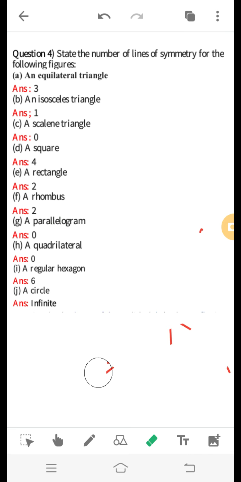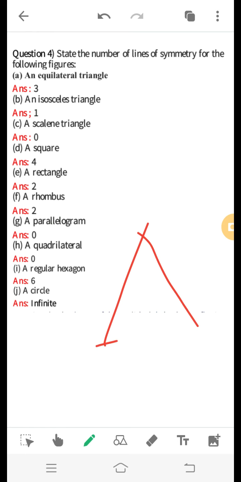Now for the isosceles triangle, only two sides are equal. So we have to divide this triangle from here. So the number of lines of symmetry is 1. For the scalene triangle, all sides are different. So the number of lines of symmetry is 0. For the square, it's 4. For the rectangle, it's 2. For the rhombus, it's 2. For the parallelogram, it's 0.